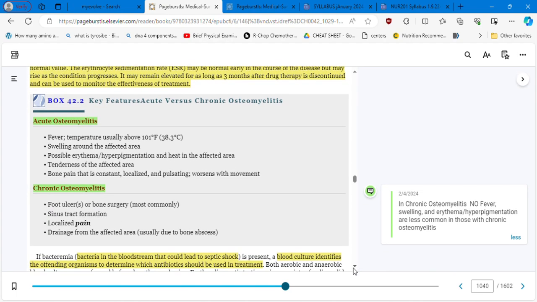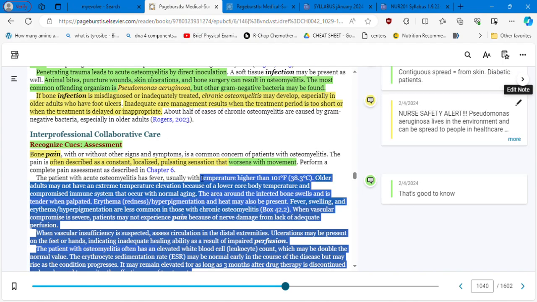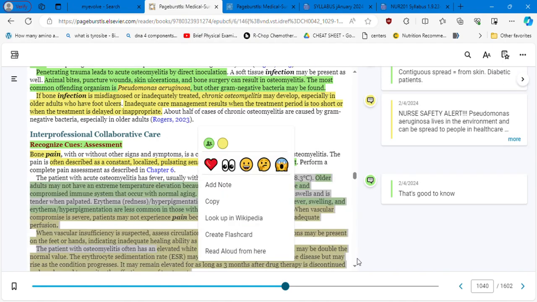Key features are acute versus chronic osteomyelitis. You see acute osteomyelitis, fever. It's going to be swelling around the affected area, possible erythema, hyperpigmentation, tenderness of the affected area, bone pain that is constant, localized, and pulsating, worsens with movement. This is very important.